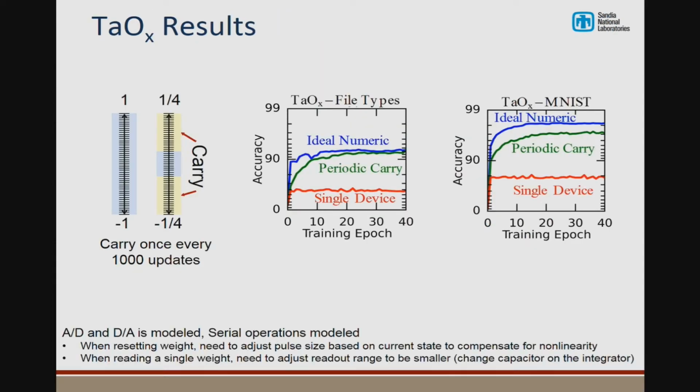And so now you can see that noisy tantalum oxide device that only trained to 80% accuracy can now get up to around 97% accuracy on MNIST, which is recognizing handwritten digits. It's only 1% away from the ideal.